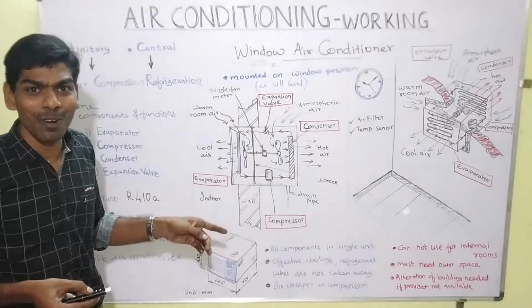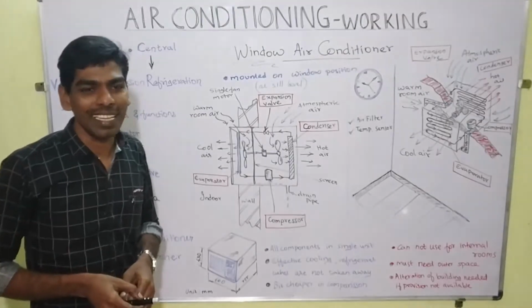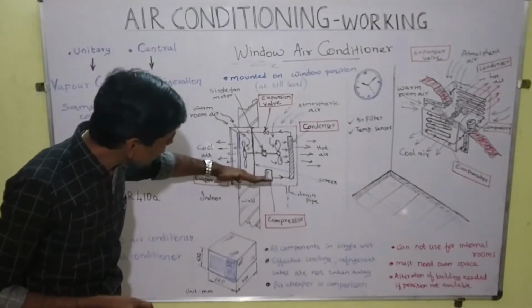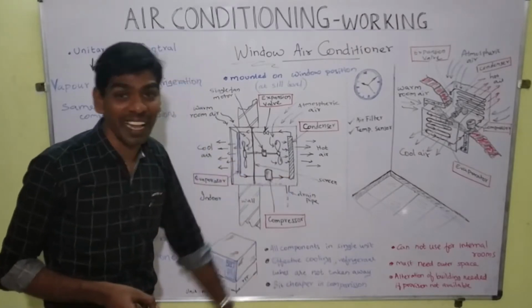You could have noticed this one, right? And this happens just by gravity. That means that we must have a slight slope. These water droplets will come here and get drained here.